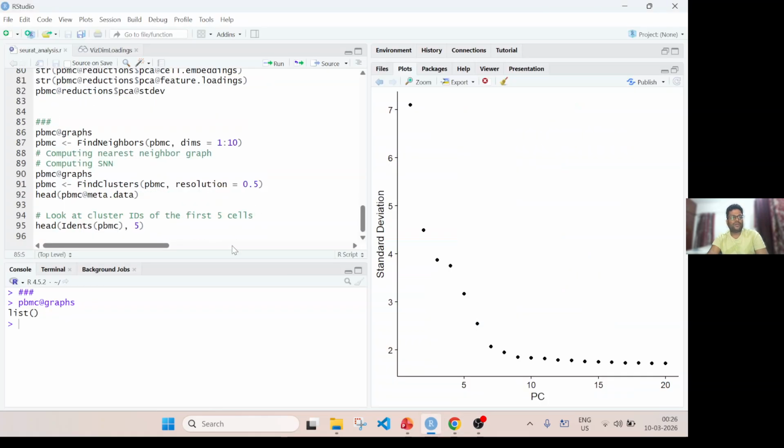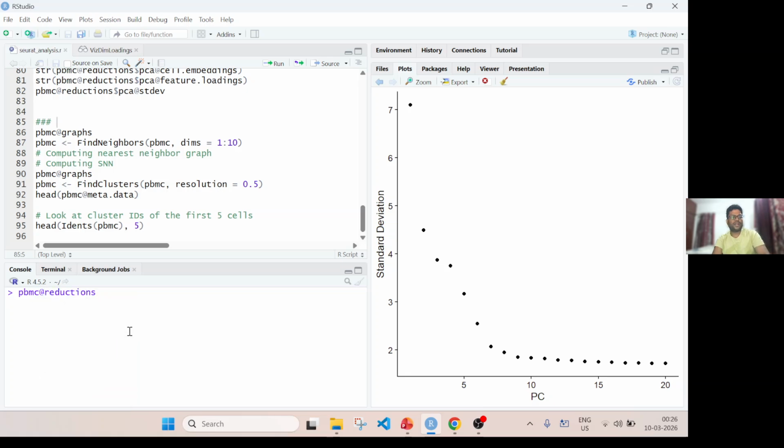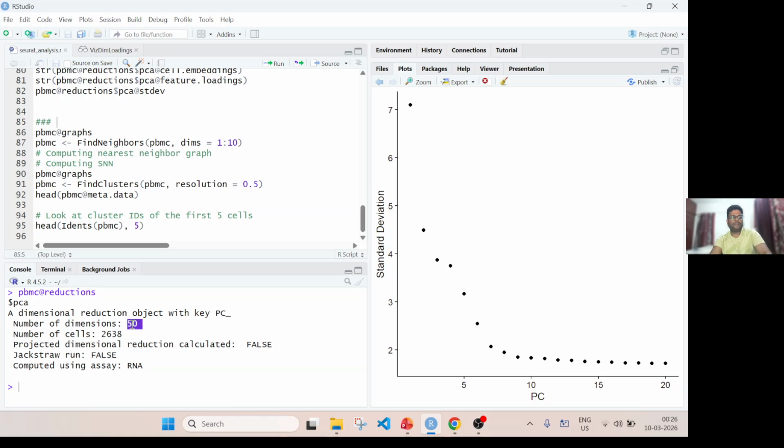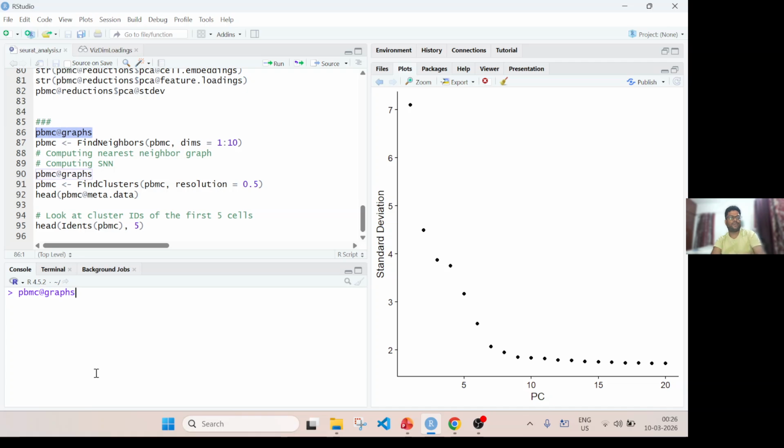So we have done the PC analysis, right? We ran the reductions, and that gives us the PCs. We have 50 principal components with the data, and the total number of cells is 2638. So our dimension is now 2638 by 50. Now we will do the first thing, finding the neighbors, that means the KNN and SNN graph. Before that, if you look at the PBMC object, there is something called graphs. That slot will be empty because we don't have graphs yet.